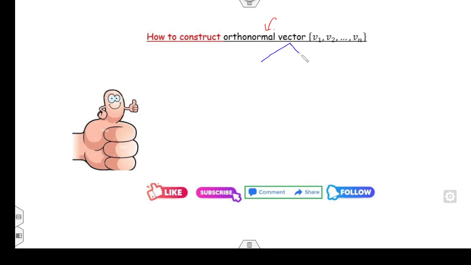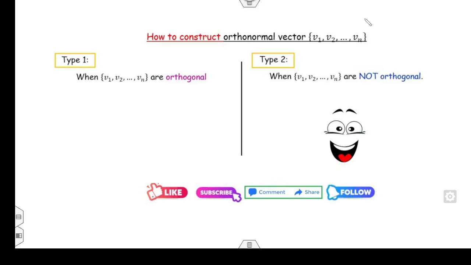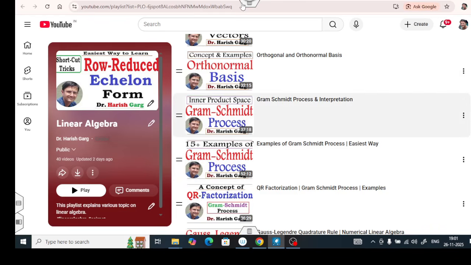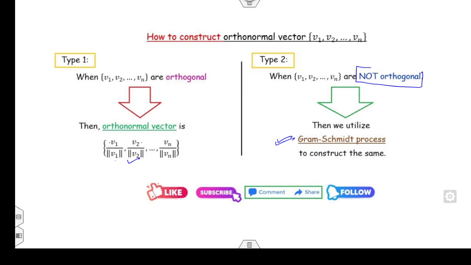I will discuss two different categories based on the nature of the vi's, whether they are orthogonal or not orthogonal. If they are orthogonal, then you can easily construct orthonormal vectors by dividing each of the vi's by its norm: v1 divided by norm of v1, v2 divided by norm of v2, and so on. On the other hand, if the vectors are not orthogonal, then we can utilize the Gram-Schmidt process for constructing the orthonormal vectors. I have already explained the Gram-Schmidt process and various numerical examples.